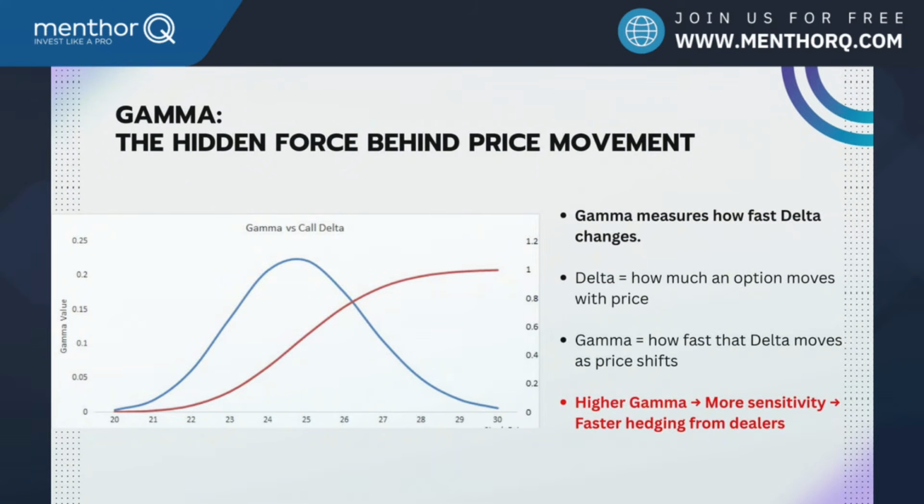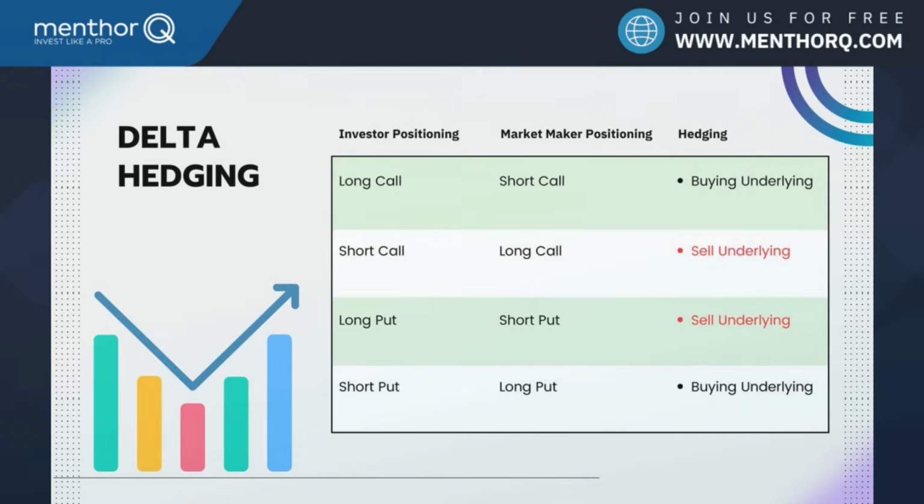So in simplicity, when we are in a higher gamma regime, there is more sensitivity and market makers need to hedge faster. So we're going to see a lot of price swings. So understanding gamma is very, very important. Here, again, why is this key?